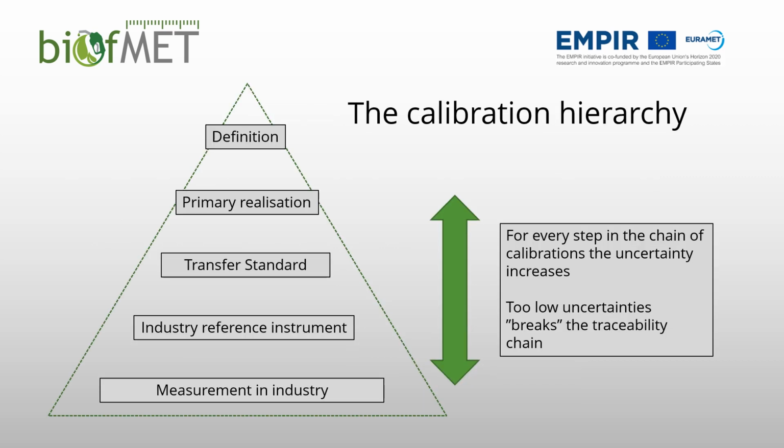Now I can introduce a calibration hierarchy. The calibration hierarchy illustrates metrological traceability. You see a sequence of calibrations from a primary measurement standard, that is the realization of the definition of the unit, to the final measuring system, where the outcome of each calibration depends on the outcome of the previous calibration. For every step in this chain of calibrations, the uncertainty increases, and too low uncertainty breaks this traceability chain.